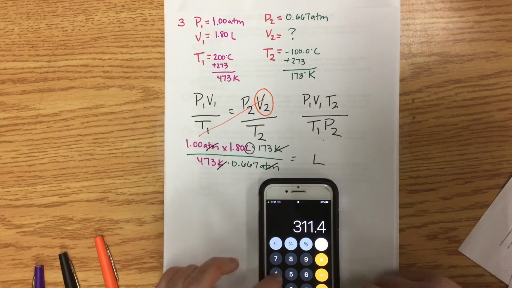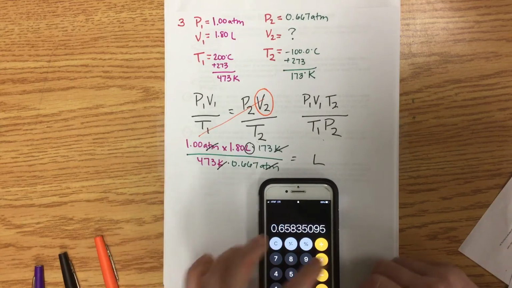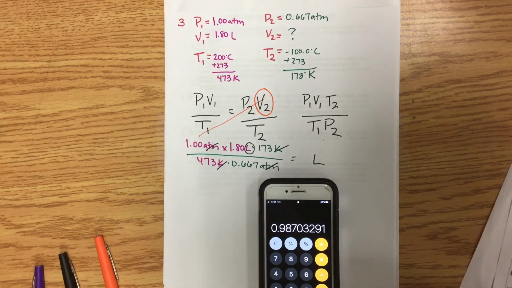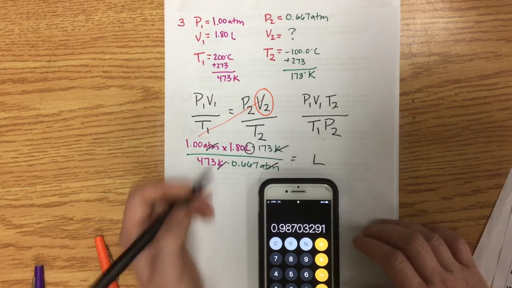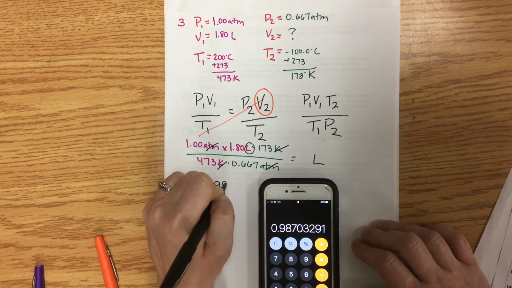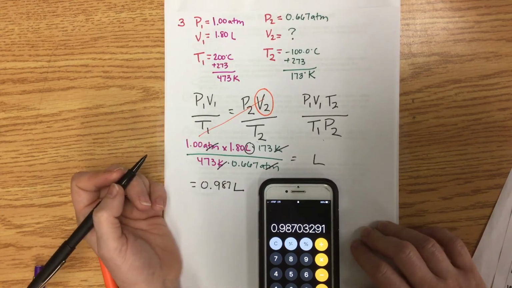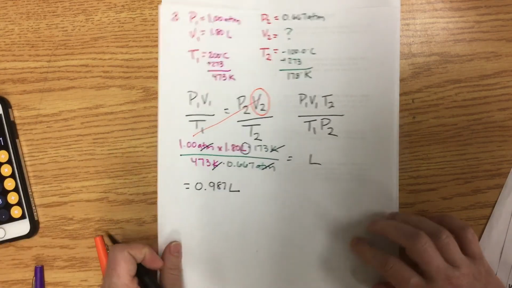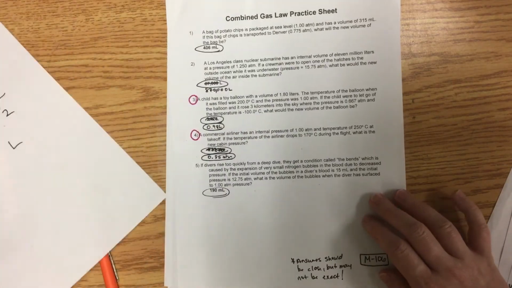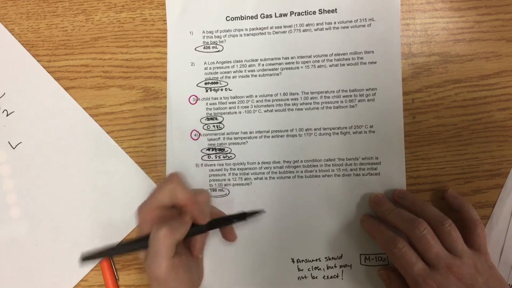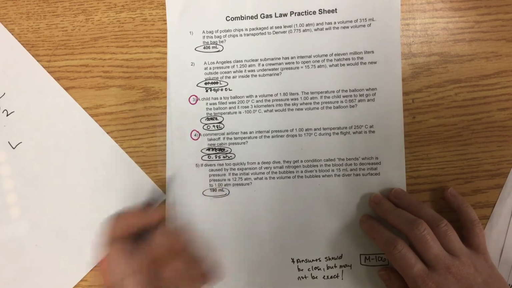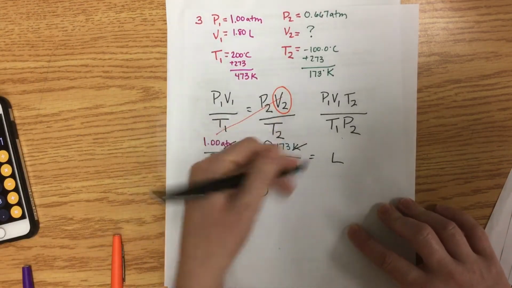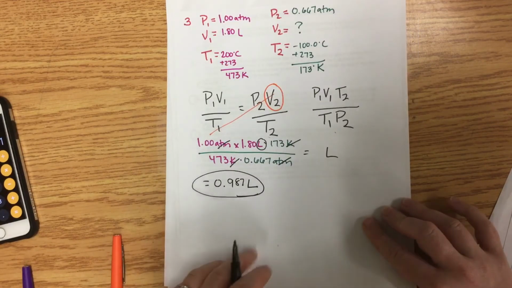So one of the ways I can do that with this calculator is take the first number, hit equals, and then divide again by the second number, hit equals. The answer that I get when I do that is 0.987 liters. It looks like from my problem that I can have 3 significant digits, so that's what I'm going to use, 0.987 liters. If we go back to question number 3, that's the answer that we have. This is a problem where we used all 3 pieces of the equation.